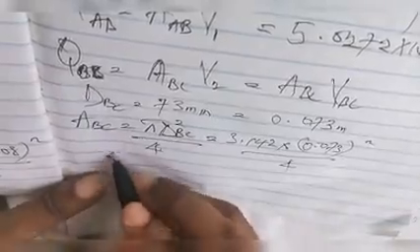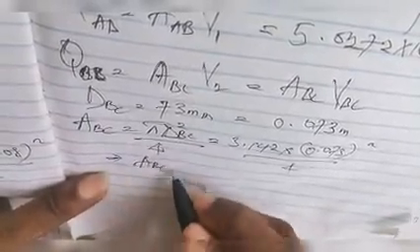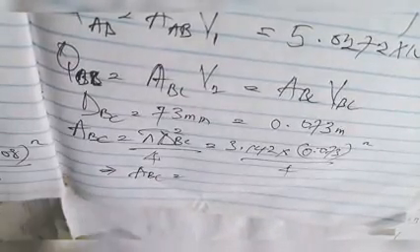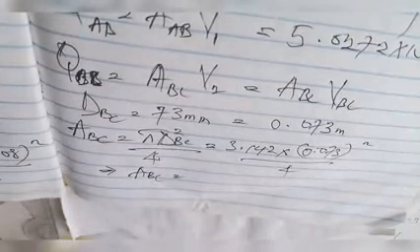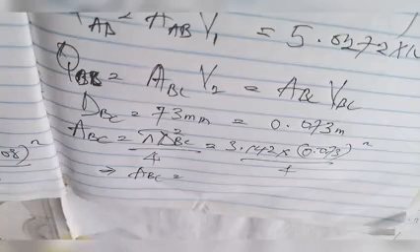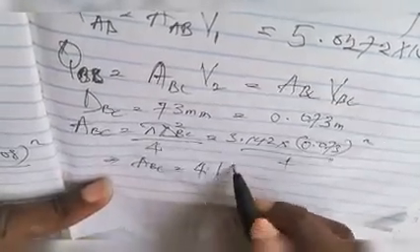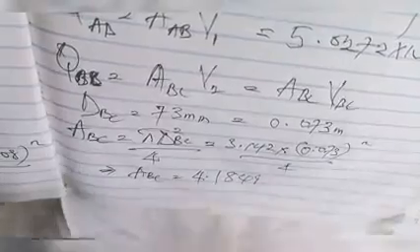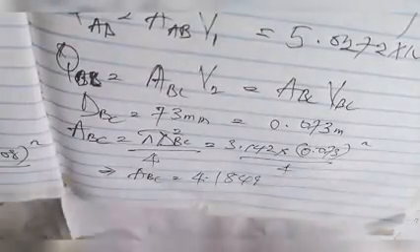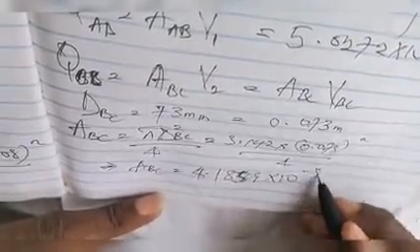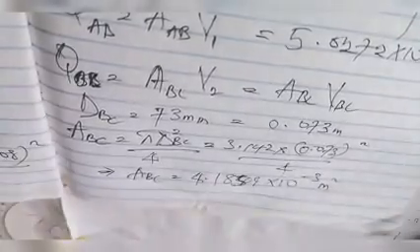So I'll punch everything at once. You might do well to also punch along to notify if there's any error. 0.073 squared, multiplied by 3.142, divided by 4. That gives us 4.1859 by 10 to the power of minus 3 meters squared. So this becomes the area.